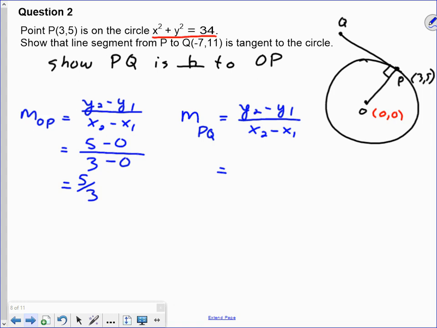Okay. What are our 2 points here? P and Q. So we will choose point Q as our endpoint. So our y2 will be 11, our x2 will be 7, our y1 is going to be 5, and our x1 is going to be 3 from point P. We can do the subtraction here, 6 over negative 10, which if we put this in lowest terms is 3 over negative 5. So our two slopes are definitely negative reciprocals.